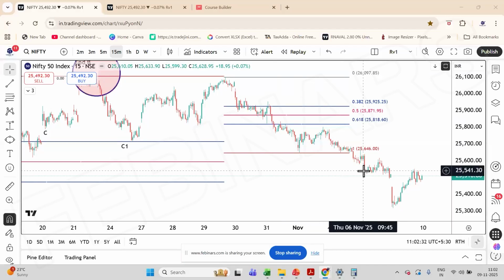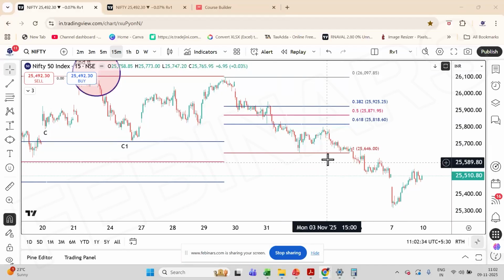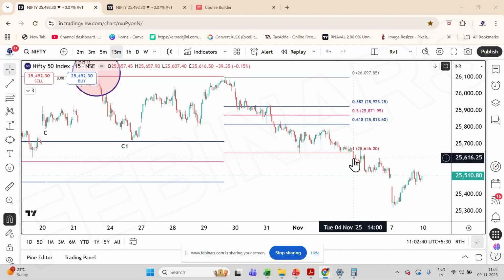Nothing is perfect in markets. You have to understand the behavior. Once the long bearish candle is formed below the 100%, the continuation would happen here. So what needs to be done here is very simple. Once this candle was formed in the 15 minutes, from highs of 25,658 to 25,607, this candle is formed.